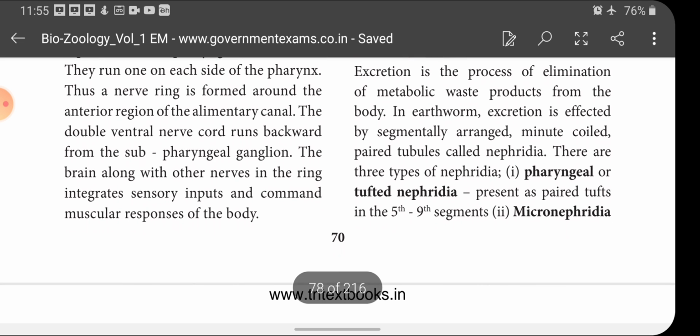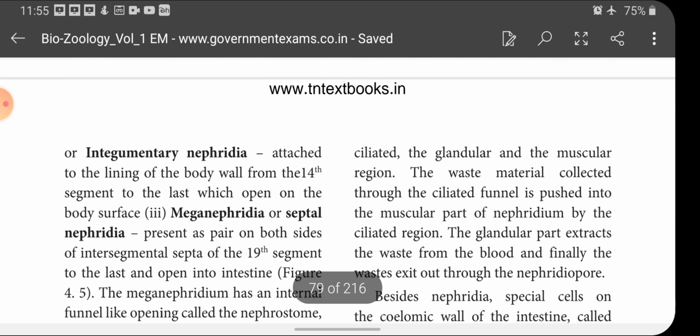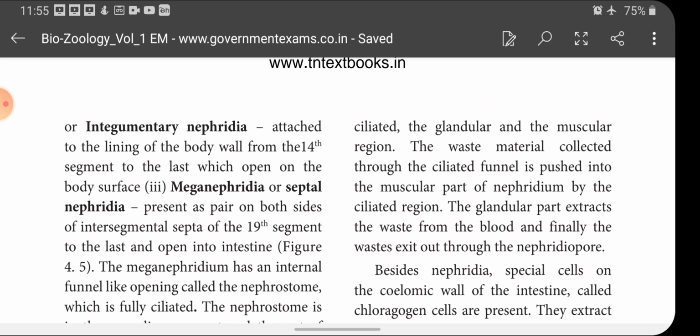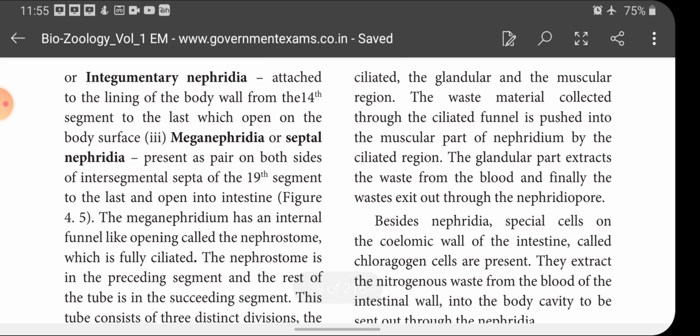One is pharyngeal or tuft nephridia, present as paired tufts in the 5th to 9th segment. Next one is micronephridia or integumentary nephridia, which are attached to the lining of the body wall from the 14th segment to the last, which open on the body surface. And next one is meganephridia or septal nephridia, which are present as a pair on both sides of the intersegmental septa of the 19th segment to the last and open into the intestine. These are the 3 types of nephridia and their location in the earthworm.